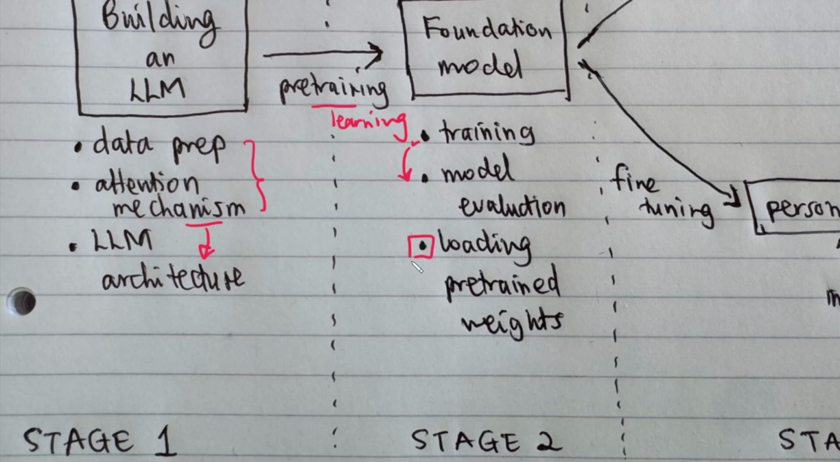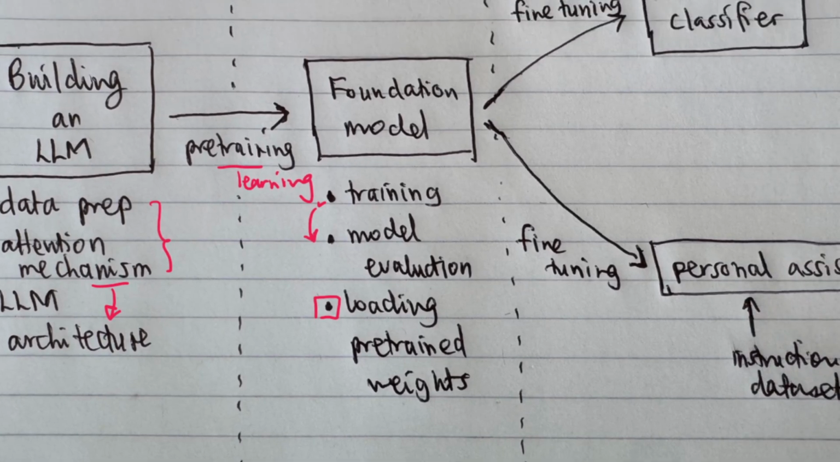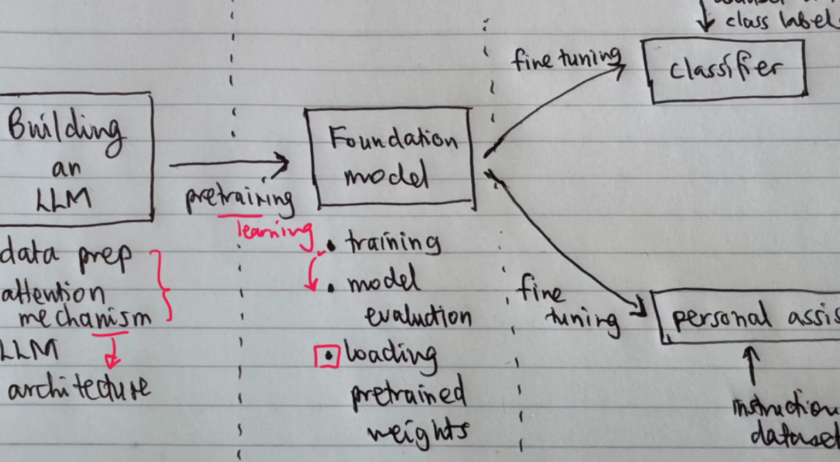And finally, in stage three, we're going to get that pre-trained model that we would have gotten the weights for, and we are going to fine-tune it to act as a classifier. The classification we are going to use here is email, whether an email is spam or not spam. And then we are also going to fine-tune when we have instructions to create a personal assistant. So that is the three-stage process we are going to follow for this particular course.